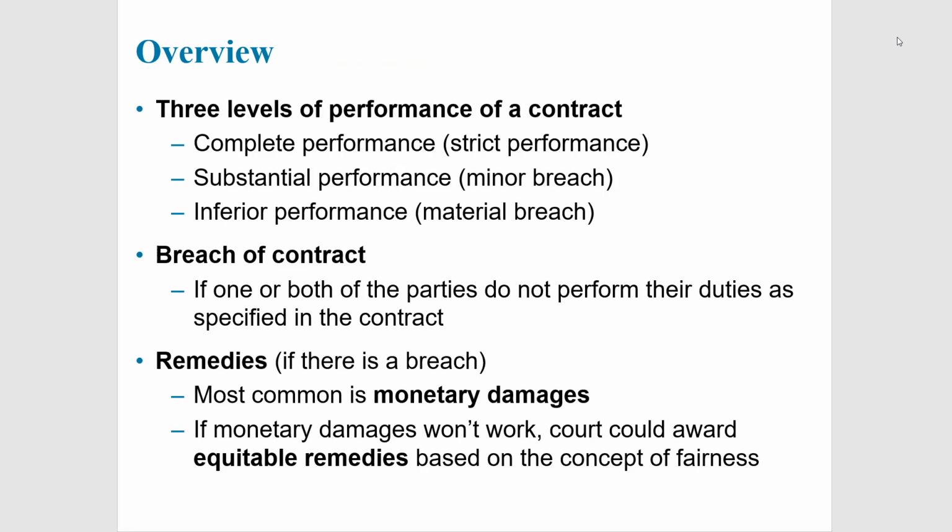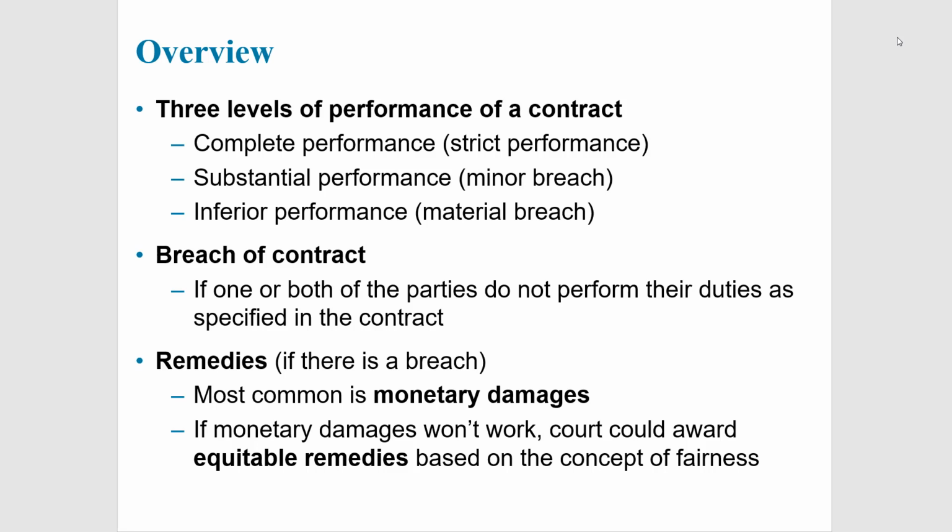So for an overview, there are three main levels of performance of a contract. One, involving most contracts, is complete performance, where everybody does what they say they're going to do. Next is substantial performance, where we get pretty close, but with a minor breach. And then finally, we have inferior performance, where there is a material breach of the contract.